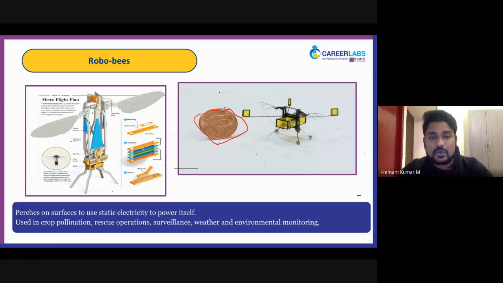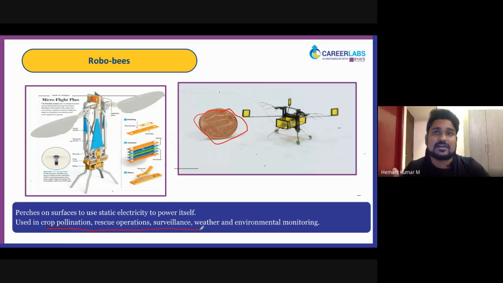So what a robo bee is used for is very simple. For example, it's used in cross pollination, rescue operations, and surveillance. Of late you've been hearing some news, right? A small kid fell inside a bore well. Somebody was stuck inside a mine in a very remote position, where humans cannot go and save him. These robo bees help us accurately detect the position, what is happening to the person, or something else that exists there.